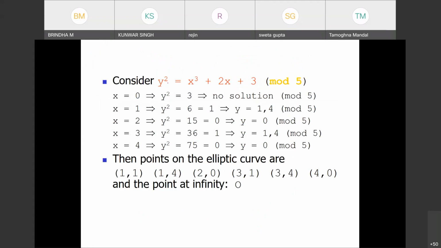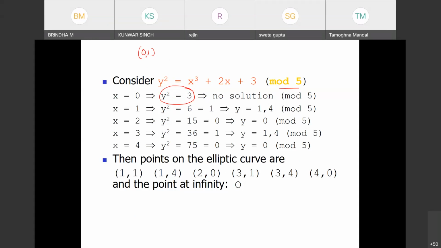So if x equals 0, then y square will be 3 modulo 5. Let's take a simple p equal to 5. Now you see, for x equal to 0, y doesn't exist. Okay. So (0, 1) will not be a point in the curve. So this will not be there.